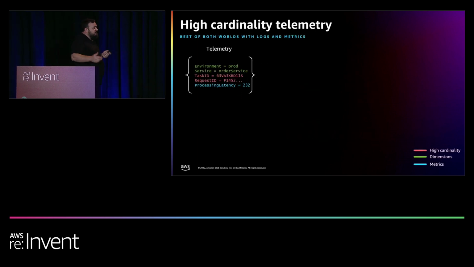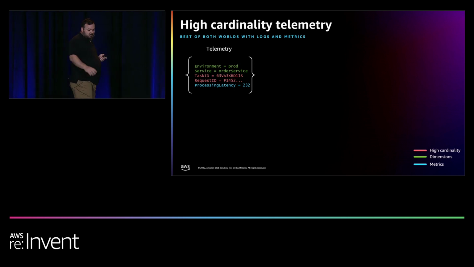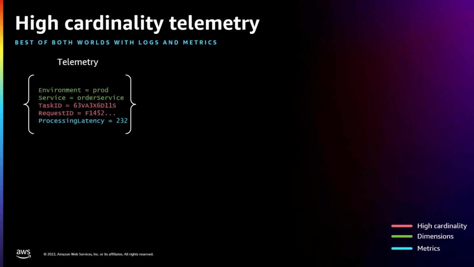So let's just imagine, I'll go to a demo here in a second, but let's pretend we have a piece of telemetry here. So you're going to see 3 colors, right? In green, I have my dimensions. In pink or salmon or whatever you want to call that color, that's our potential high cardinality. And then blue or aqua, we have our metric.